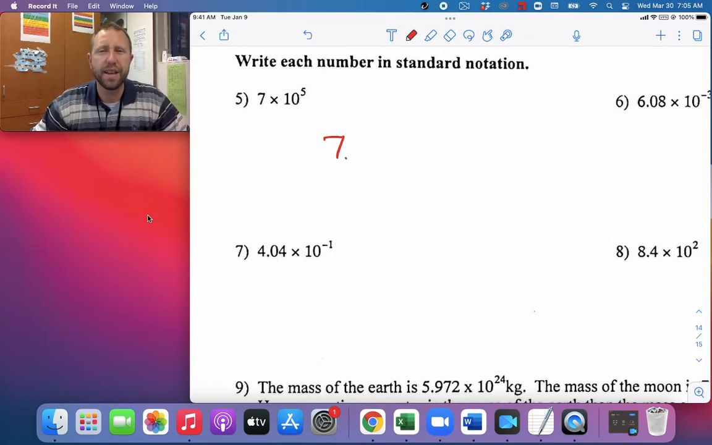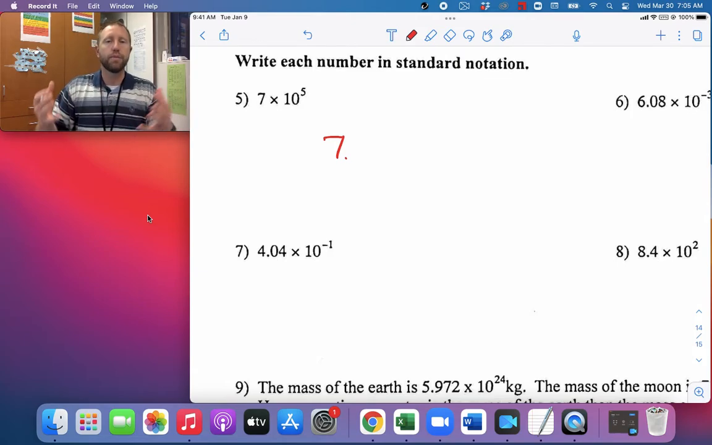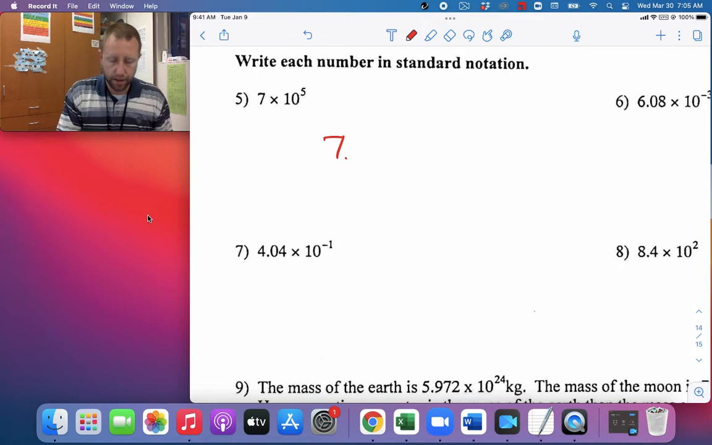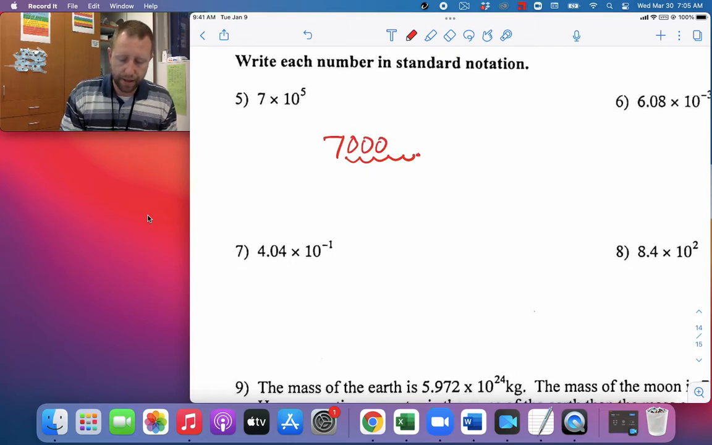And then this one says times 10 to the 5th. That tells me 5 swoops. I got to move that decimal 5 places. Since it's a positive 5, I'm going to go to the right 5 places. I've got 1, 2, 3, 4, 5. Put my new decimal there. And every swoop that doesn't have a number above it, I'm going to add in a little 0. Then I count over from the right 3 digits and put my comma.